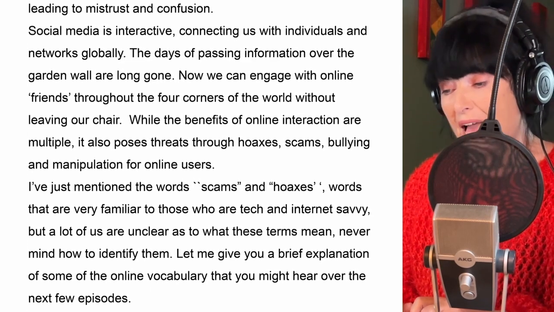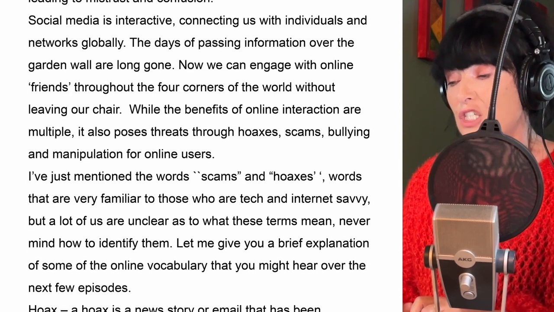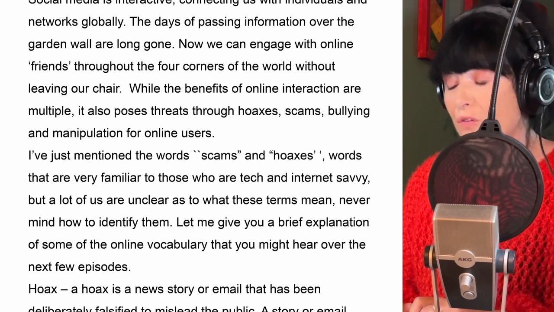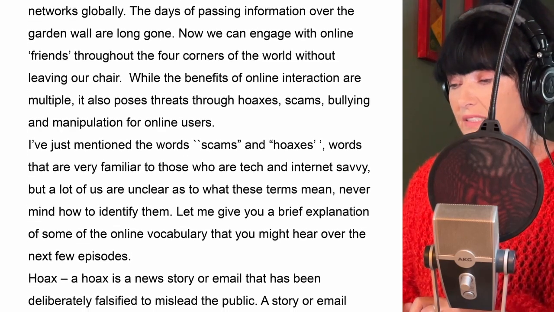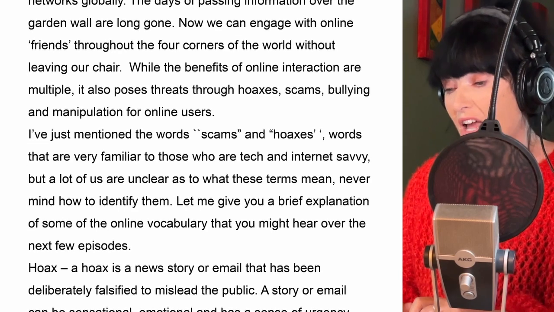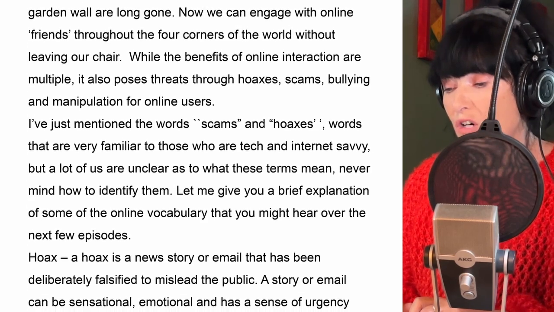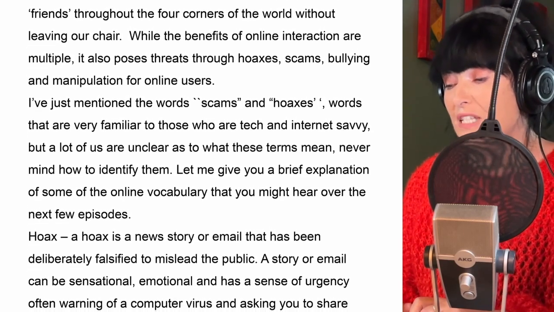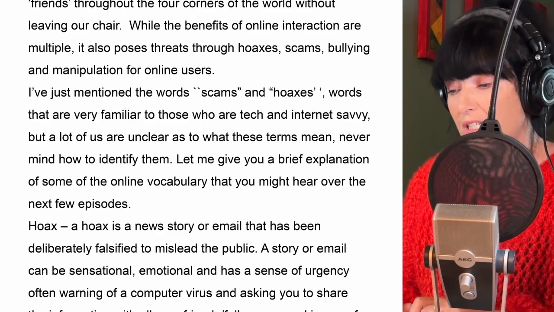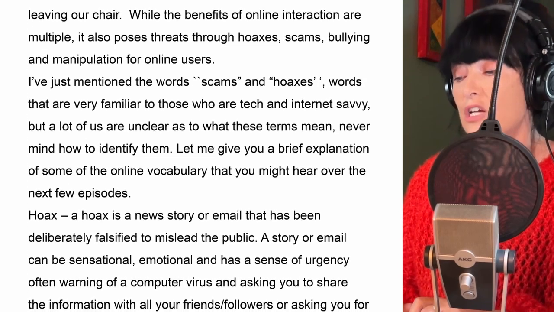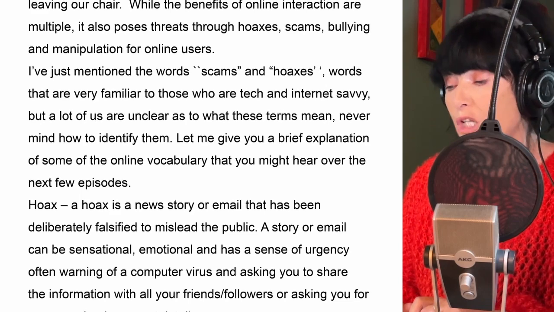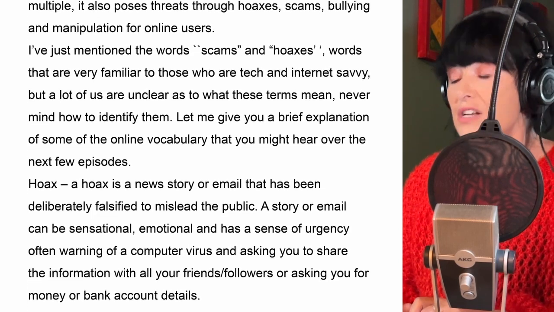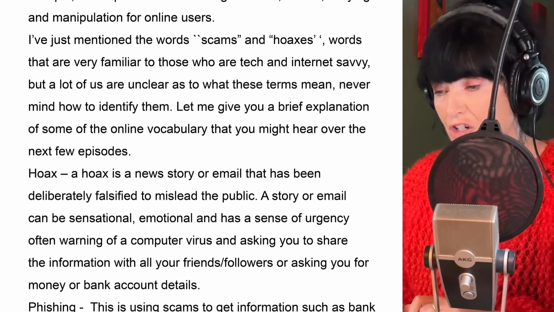Social media is interactive, connecting us with individuals and networks globally. The days of passing information over the garden wall are long gone. Now we can engage with online friends throughout the four corners of the world without ever leaving our chair. While the benefits of online interaction are multiple, it also poses threats through hoaxes, scams, bullying, and manipulation for online users. So now I'm going to explain some media terms.